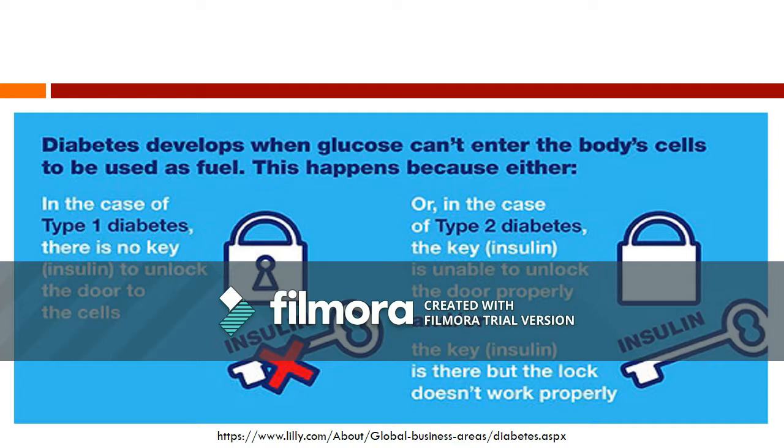In the other case, is diabetes type 2. In this case, the insulin, remember that we can compare the insulin with a key, is unable to unlock the door properly, or the key insulin is there but the lock doesn't work properly.